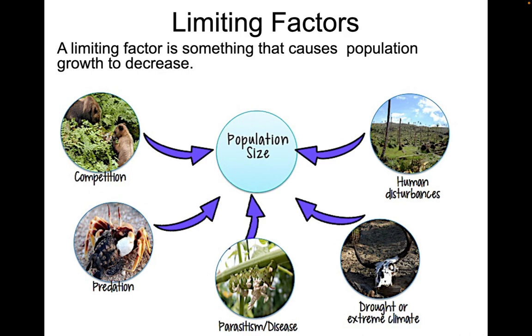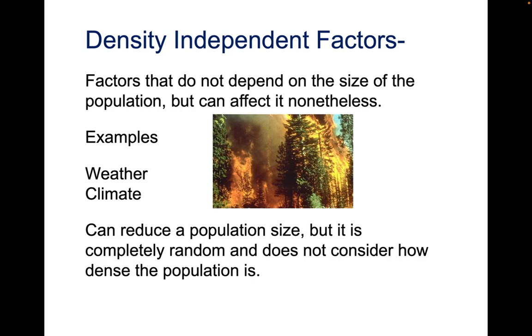Some limiting factors to population size, or things that will cause populations to decrease, would be competition, predation, parasitism or disease, drought or extreme climate, and some human disturbance. Density-independent factors are factors that do not depend on the size of a population but can still impact it, like weather or climate and wildfire. They can reduce a population size, but it's completely random and doesn't consider how dense the population is or what the carrying capacity would be.